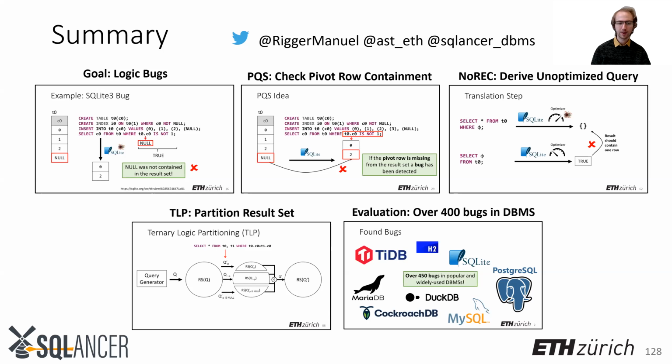And the latest approach that we came up with is TLP, which is also a metamorphic testing approach, and where the idea was to partition a given result set into multiple parts by using partitioning queries and then combining the individual result sets so that the original query's result can be obtained. And overall, using this, we have found over 450 bugs in popular and widely used DBMSs, demonstrating that the approaches are generally and highly effective, and actually a number of other people also found bugs using the approaches in SQLancer. With that, thanks a lot for listening, and I'm very much looking forward to questions and discussions. Thank you.